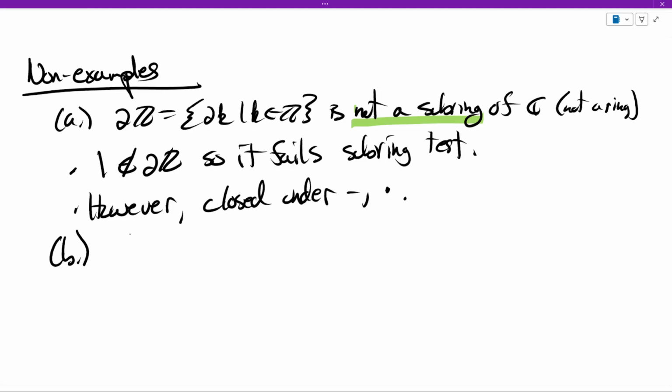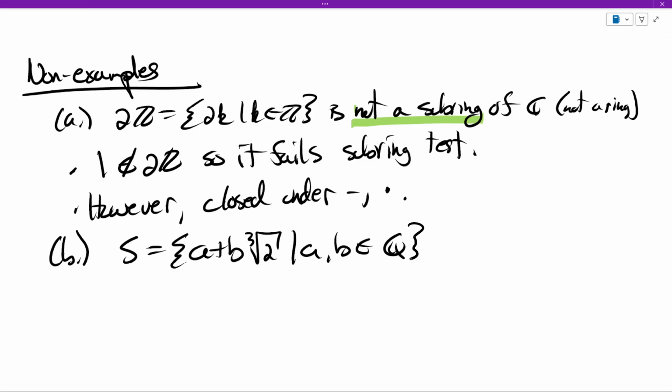The next example is going to fail for a different reason. So what we're going to do is look at the set S, and this set S is going to be the collection of all a plus b cube root 2, where this is the real cube root of 2, and a and b are rational. So this is not a subring, and in particular, therefore not a subfield. It's not a ring to begin with. So let's see that real quick.